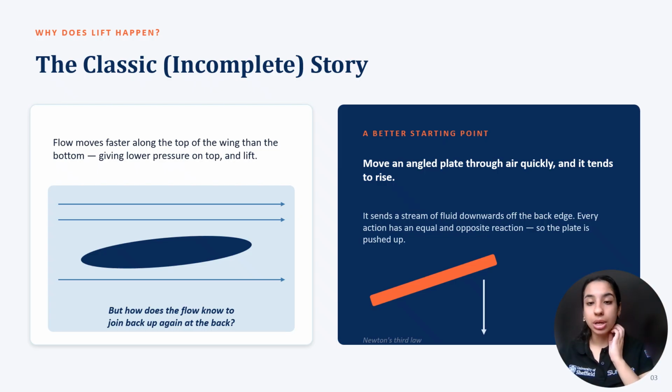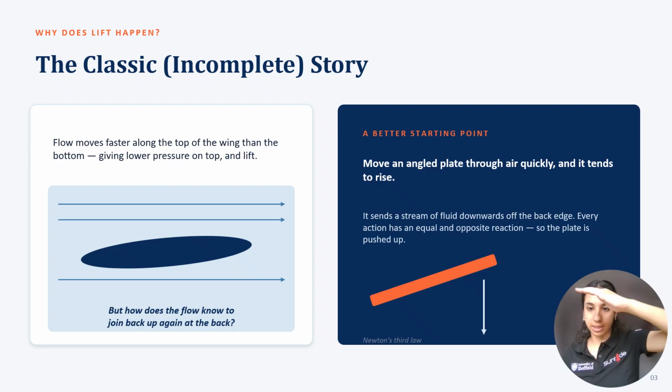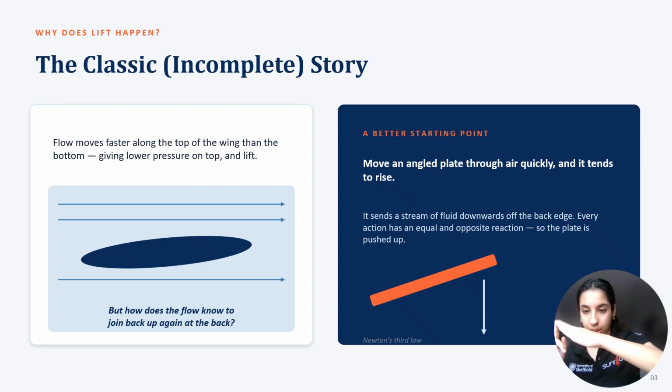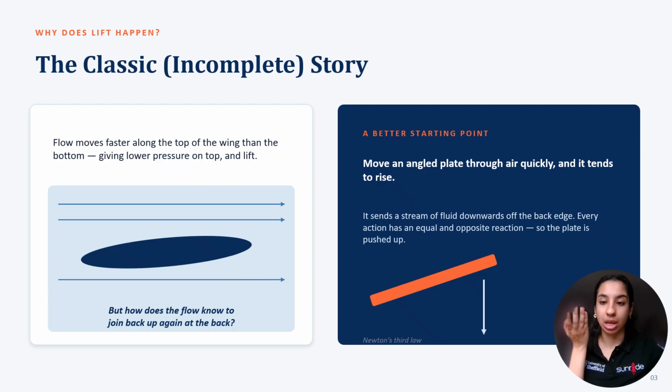there is a stream of fluid going downwards. There is airflow going downwards off the back edge. The back edge is here. Because the airflow is going downwards, as you see here, the arrow is going down and backwards. Now, Newton's third law says for every action there is an equal and opposite reaction. What happens here is that the plate is pushed upwards because of the reaction force.